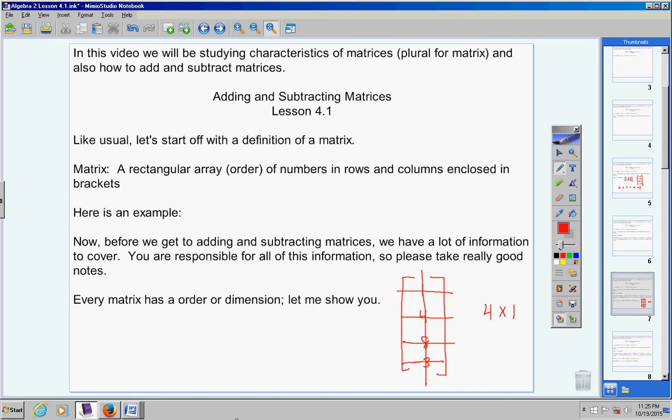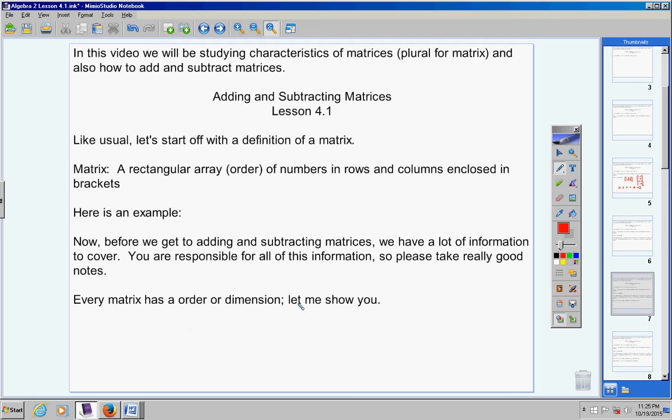It's very important you understand how to find the order or the dimension of a matrix. When we start multiplying matrices, this will be very, very important. Also, when we go to enter these into your calculators, they're going to ask you what dimension your matrix is. You have to know how to do that, okay?